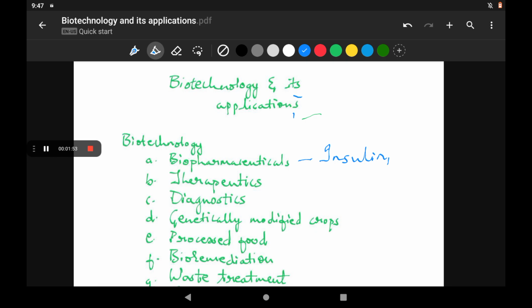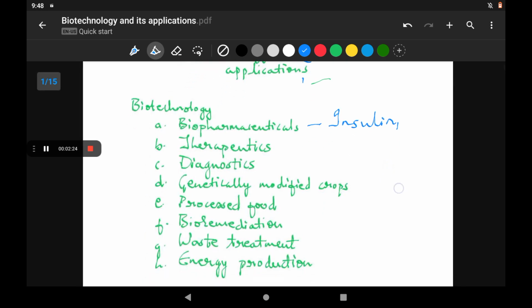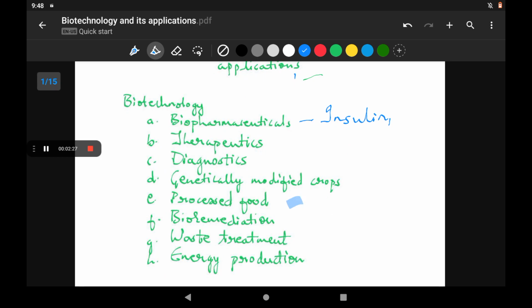Then genetically modified crops. Some of the genetically modified crops that have had a huge impact on us are the golden yellow rice. Even though it was successful, commercially it has not been successful. People haven't accepted this golden yellow rice. If we were utilizing golden yellow rice, we could have overcome this VAD. VAD is nothing but vitamin A deficiency. Many processed foods also utilize the knowledge of biotechnology.